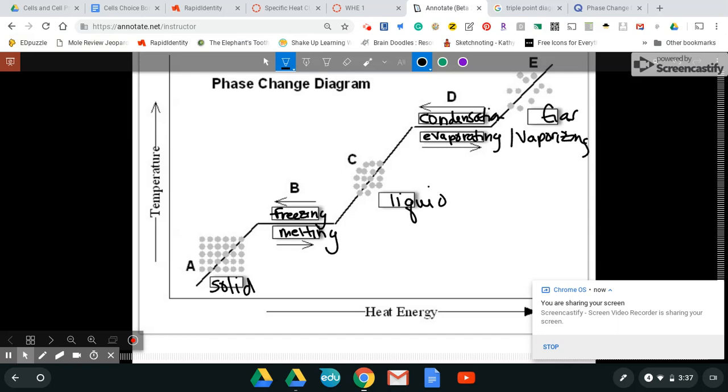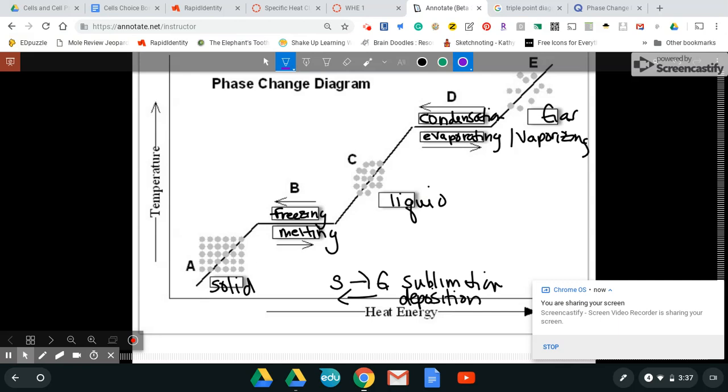All right, one that is not shown, if I go straight from a solid to a gas, that is sublimation. And if I go from the gas to a solid, that is deposition. So you need to know all of your different phase changes. You also need to know the energy that is associated with each phase change.